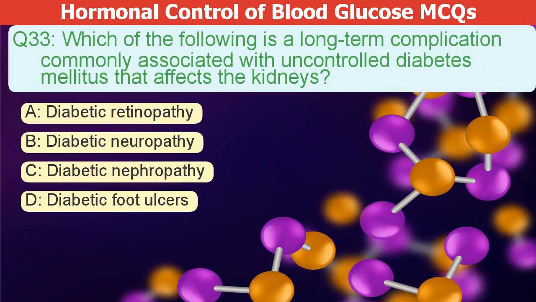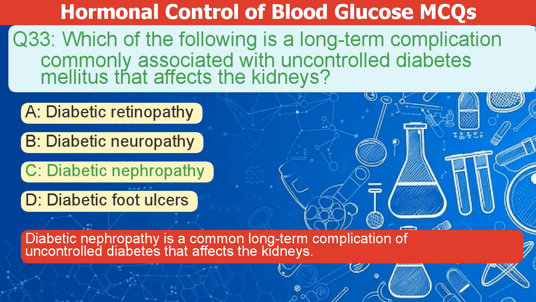Which of the following is a long-term complication commonly associated with uncontrolled diabetes mellitus that affects the kidneys? A. Diabetic retinopathy. B. Diabetic neuropathy. C. Diabetic nephropathy. D. Diabetic foot ulcers. The correct answer is C. Diabetic nephropathy is a common, long-term complication of uncontrolled diabetes that affects the kidneys.